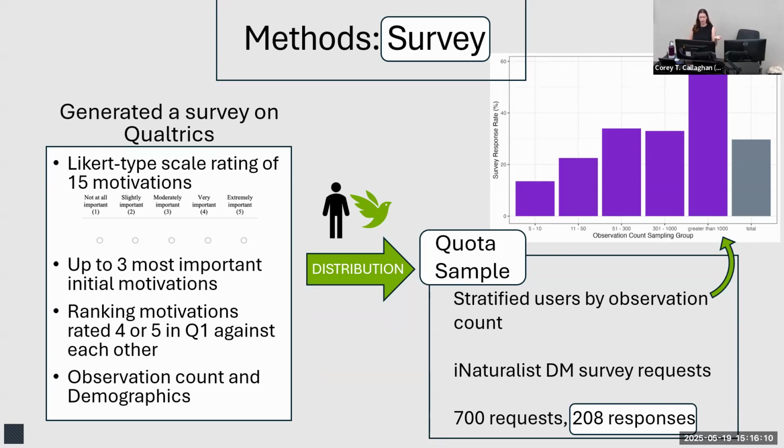We sent a survey request via the direct messaging on the iNaturalist platform, and we sent 700 requests and got 208 responses, which was pretty good. I didn't know people would actually check their iNat DMs, especially lower users who are either newer or just have less engagement with the platform. That also helps explain why that greater than 1,000 is the highest response rate, just because those are users who likely have very high engagement with the platform and really like the platform, so they might be more inclined to answer my questions.